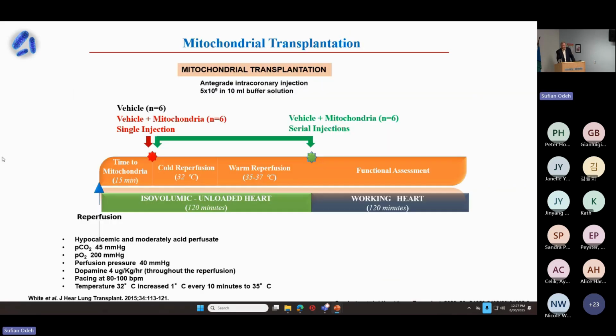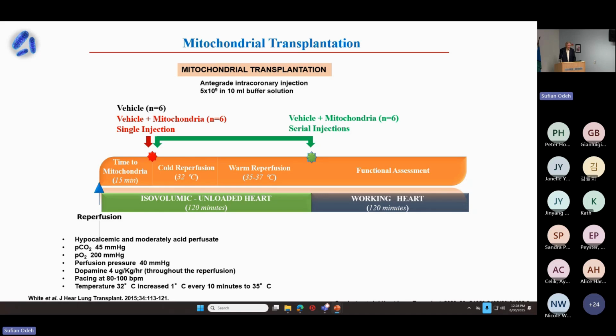During the reperfusion phase, we did 2 protocols. We either gave just vehicle alone, and that was our control, or we gave vehicle plus mitochondria, and we did 2 doses, one right at the beginning and one just before the working heart. For the reperfusion, we used the Manitoba protocol. It is hypocalcemic, a moderately acidotic perfusion.